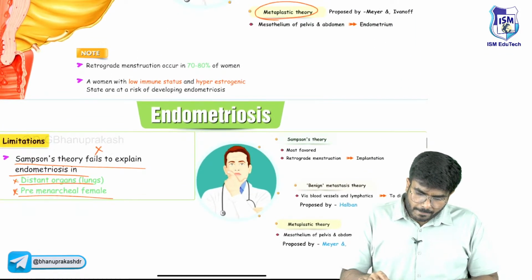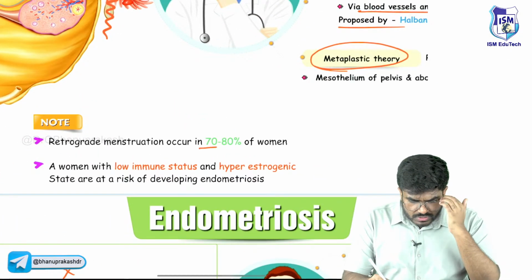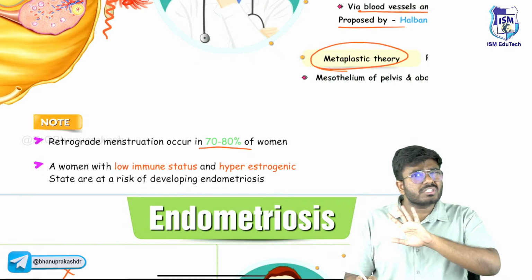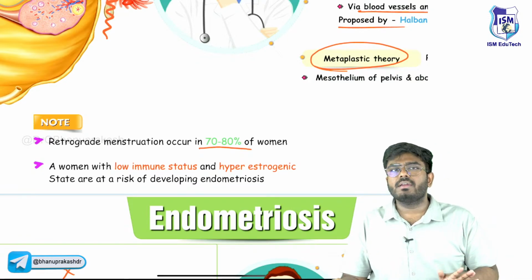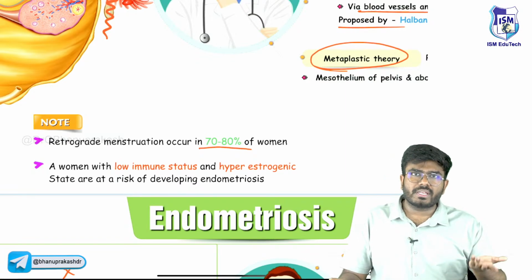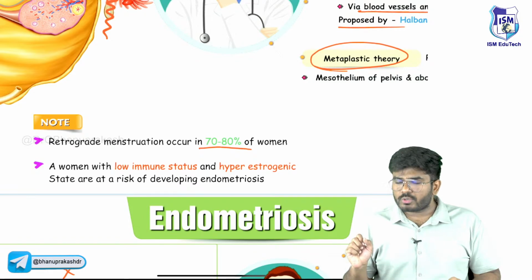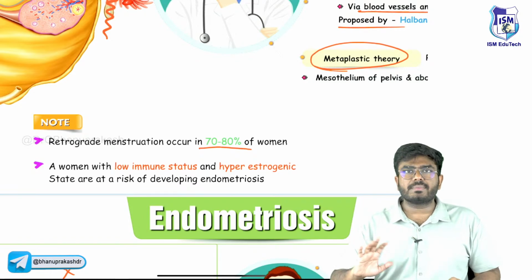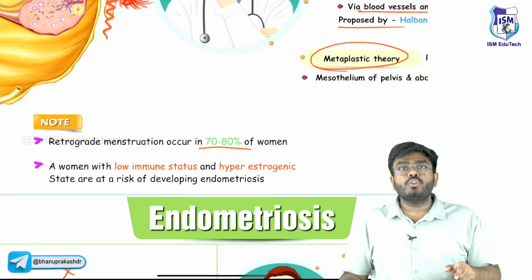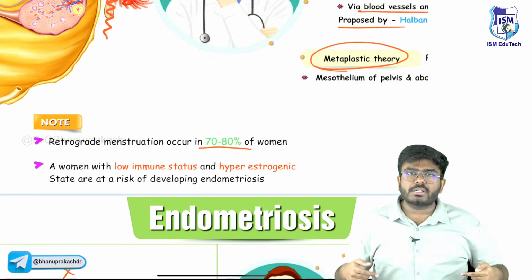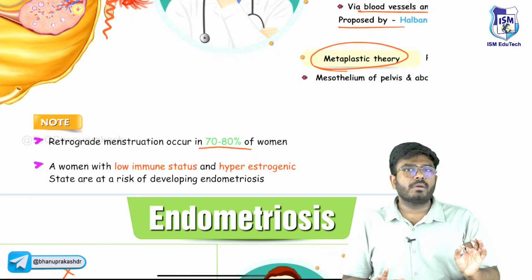Okay, now see, the point which I want you to know is, almost 70 to 80% of the women, most of the women, will have retrograde menstruation. But do you think all these women are having endometriosis, growing of the endometrium outside the uterine cavity? No, if there is endometrium outside the uterine cavity, the immune system will be going there and removing that debris material, whatever is there. Even though 80% of the females are having this retrograde menstruation, only a few will develop endometriosis.